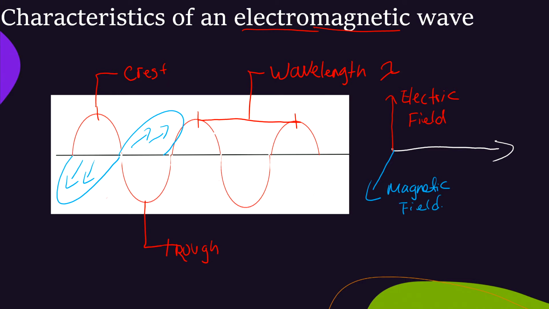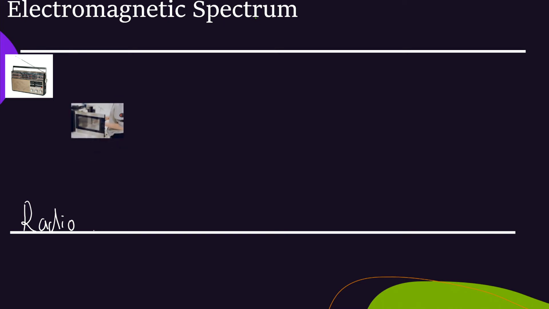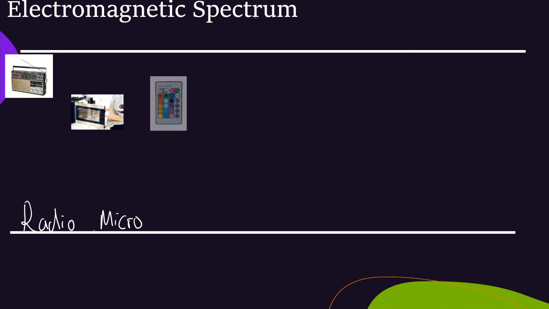So what are the different parts of the electromagnetic spectrum? Well, there are 7 different parts, and the first one we're going to look at is our radio wave. So this represents a radio, and our radio waves have the longest wavelength. Next to a radio wave is our microwave. Followed, this is a remote control that uses infrared. So I'm just going to write down IR for infrared.